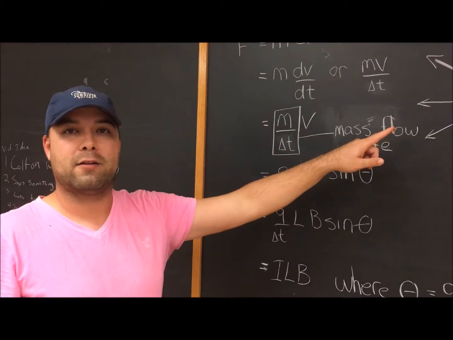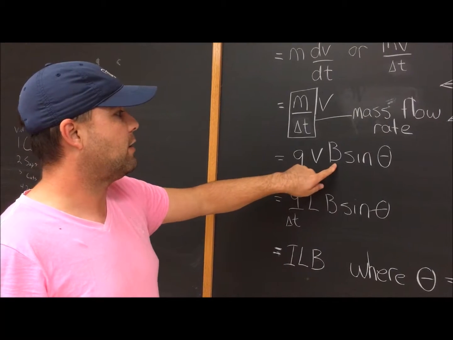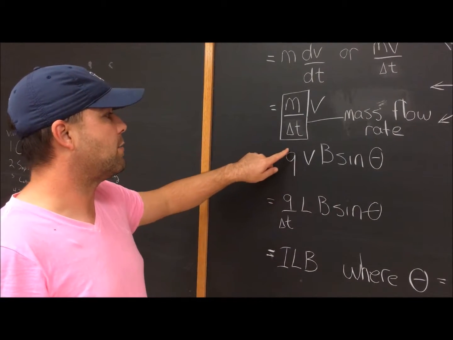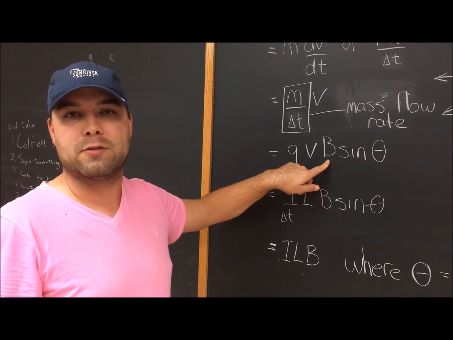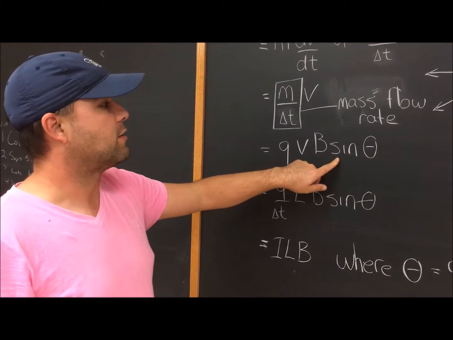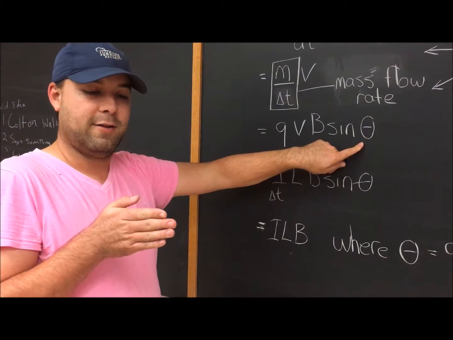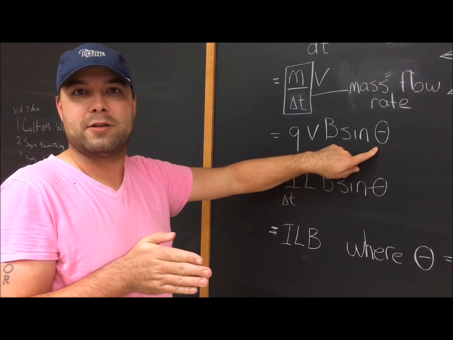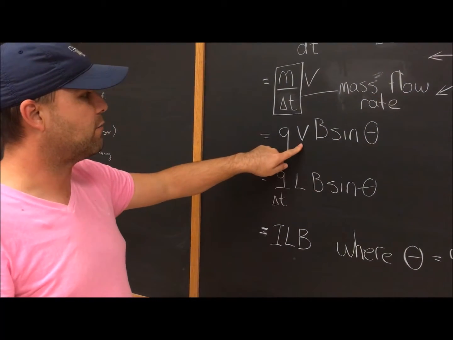and the relationship between mass flow rate and the magnetic field and what's taking place is the Q and the B and sine theta. Q being the amount of charge that is moving through the magnetic field. This is also known as magnetic flux. Sine theta indicates the angle at which the charge, or the amount of charge, is moving through the magnetic field. And we still keep velocity.